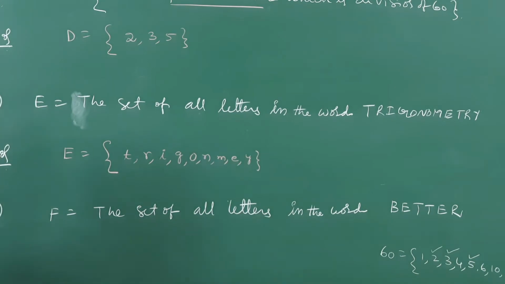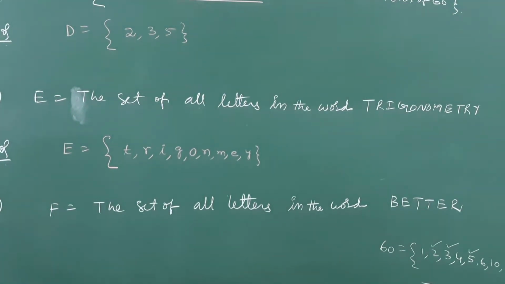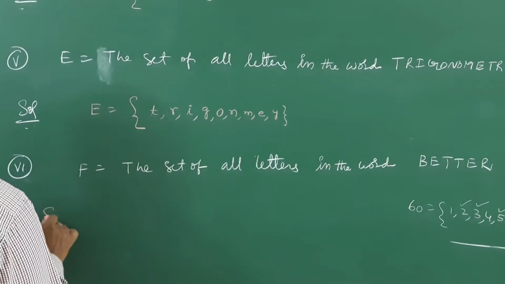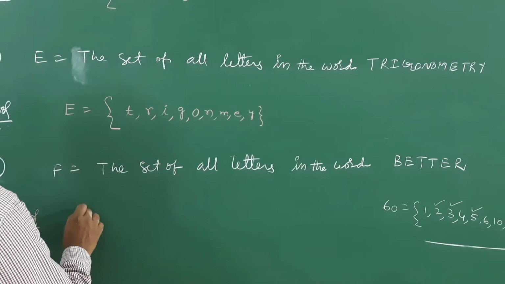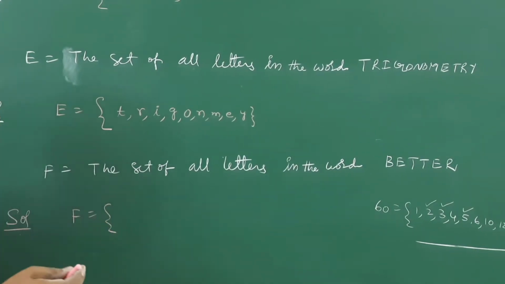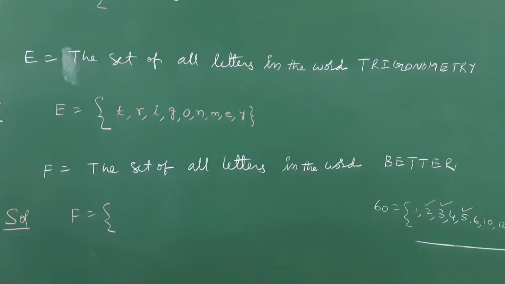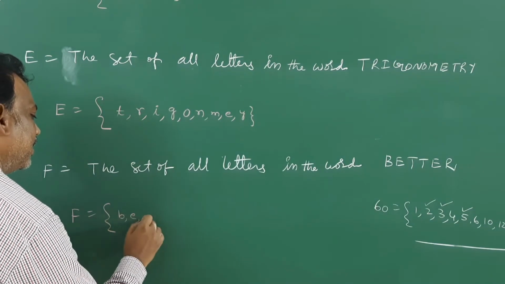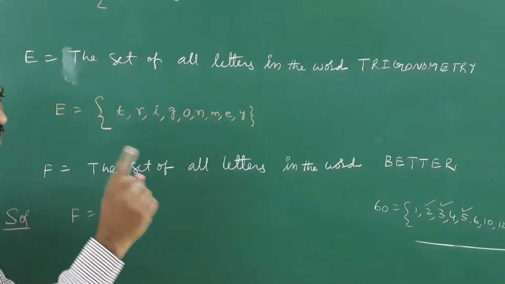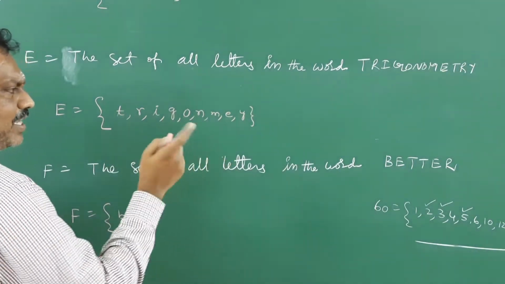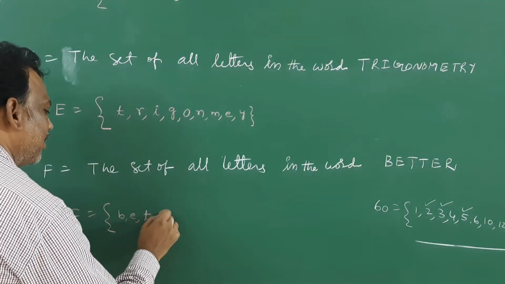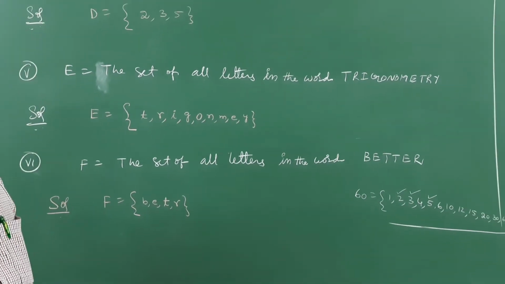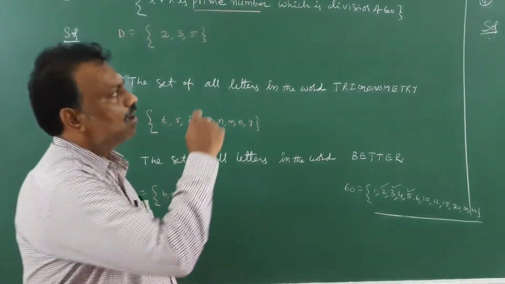Next one, you can write F is equal to the set of all letters in the word better. Here also you have to remember the same two things: repetition not allowed, order is immaterial. So B, E, T. T is repeated 2 times even though you are writing only 1 time. E is repeated 2 times even though you are writing only once. And next R. So these are the letters in the word better. Correct, students?